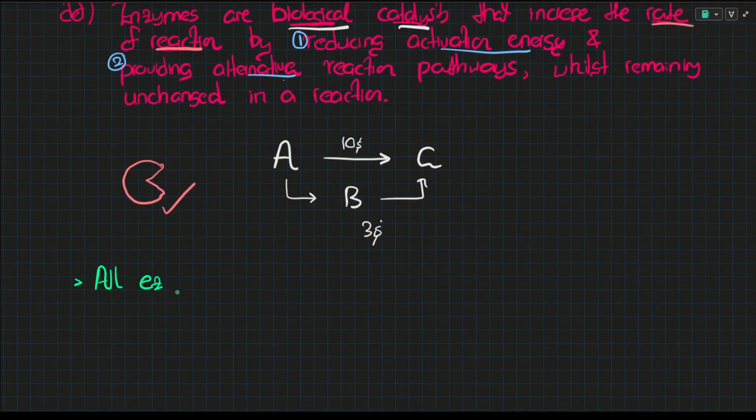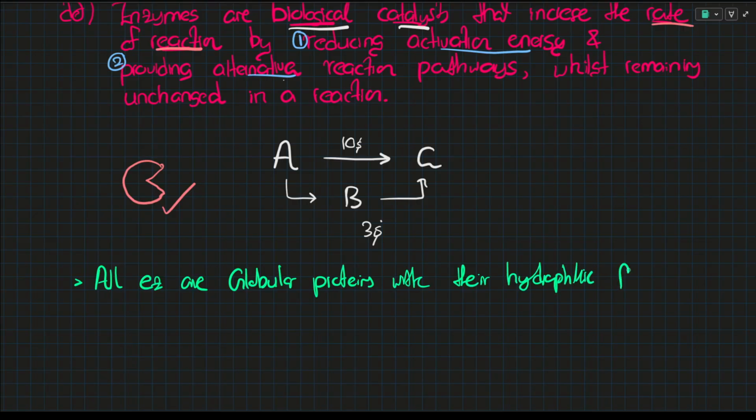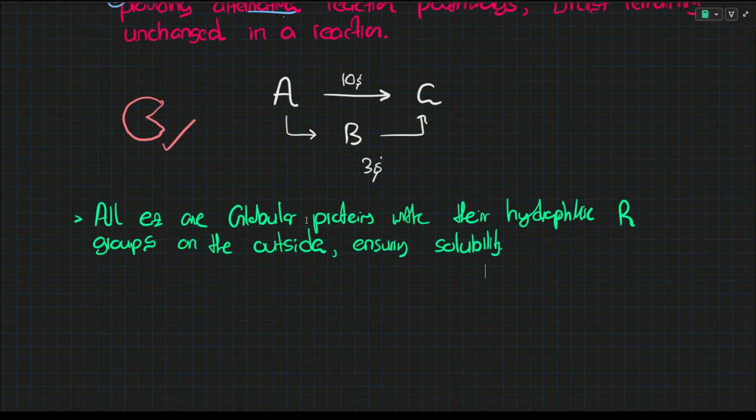So we can say that all enzymes are globular proteins with their hydrophilic R groups on the outside. So hydrophilic, what does hydrophilic mean? Hydrophilic means water loving. Thus, enzymes are indeed soluble. Enzymes have to be soluble for them to catalyze metabolic reactions.